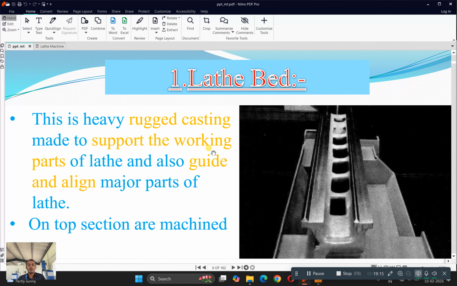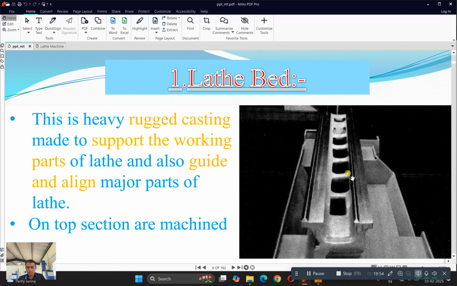Now let us see the various components in detail. First one, lathe bed. This is a heavy rugged casting which is made to support the working parts of the lathe and also guide and align major parts of the lathe. You can see that there is a triangular shaped knife edge. Onto this knife edge your tailstock and your carriage will be moving from one end to the other in a linear fashion. This entire structure is made up of casting, and the top surface of this lathe bed has a very good surface finish.